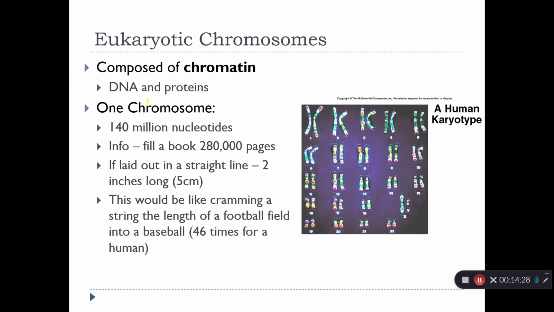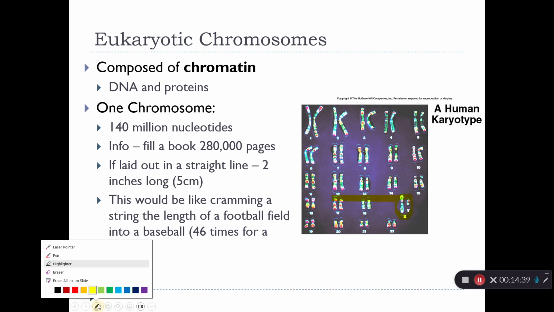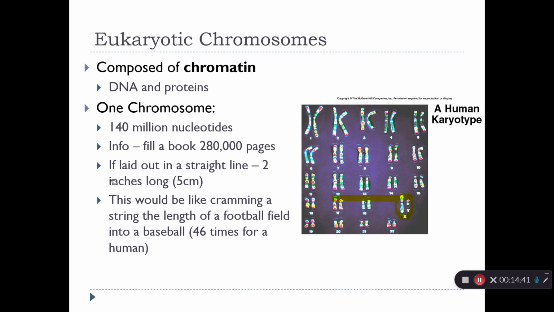Nucleotides make up the chromosomes, and we have 23 pairs. So this XY right here makes the 23rd pair. That's a male because it's got an X and a Y. So this is a picture of human chromosomes. It's called a karyotype.